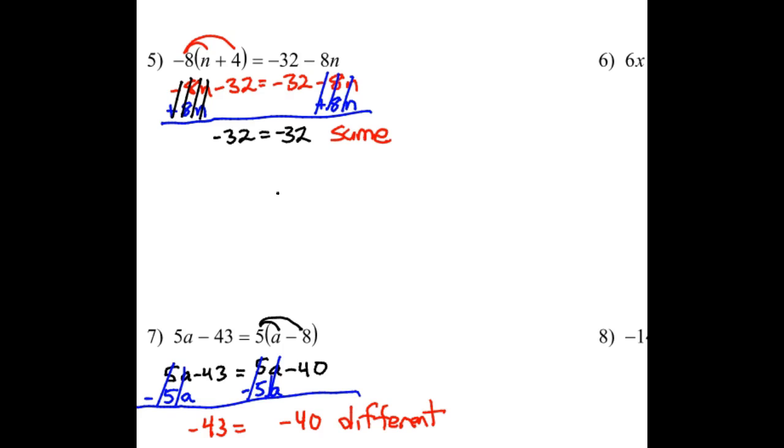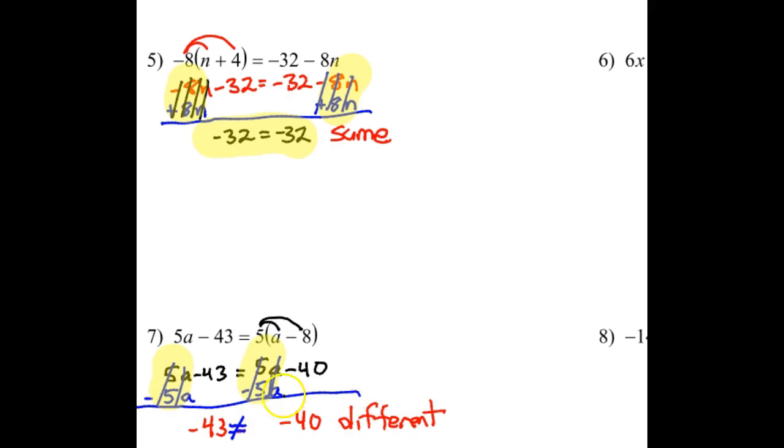So the new thing today is this. How do you know if it's a no solution or an all real solution? It's that the variables cancel out on both of them. But on one of them, what's left over, you actually get the same number. And on the other case, what's left over is different numbers. Technically, negative 32 is equal to negative 32, but here, negative 43 is equal to negative 40. That's technically not true. That's a false statement. So we usually put a not equal to, drawing a line through the equal sign.